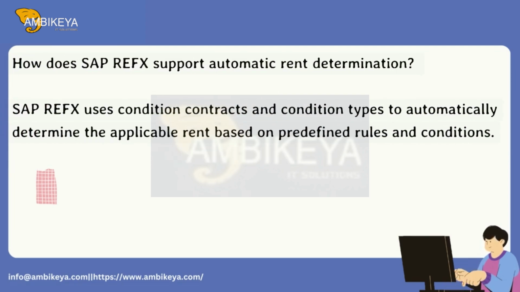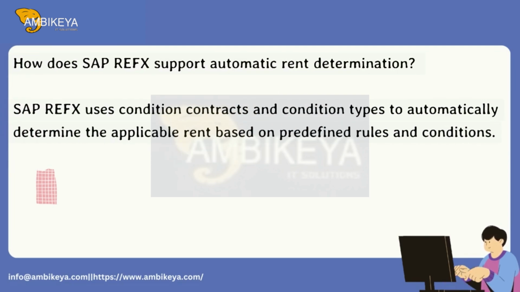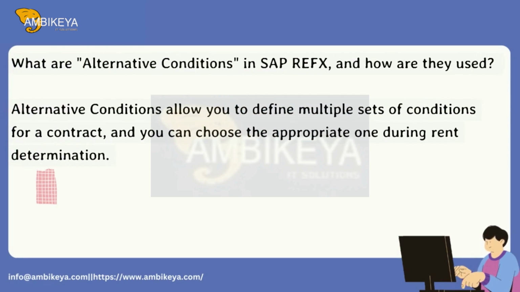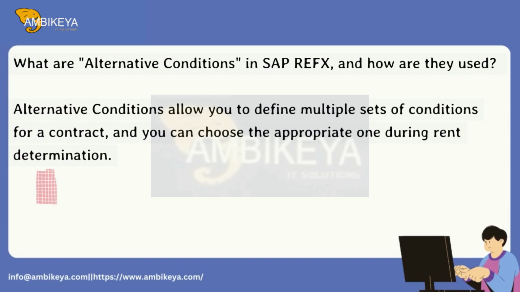How does SAP REFX support automatic rent determination? SAP REFX uses condition contracts and condition types to automatically determine the applicable rent based on predefined rules and conditions. What are alternative conditions in SAP REFX, and how are they used? Alternative conditions allow you to define multiple sets of conditions for a contract, and you can choose the appropriate one during rent determination.